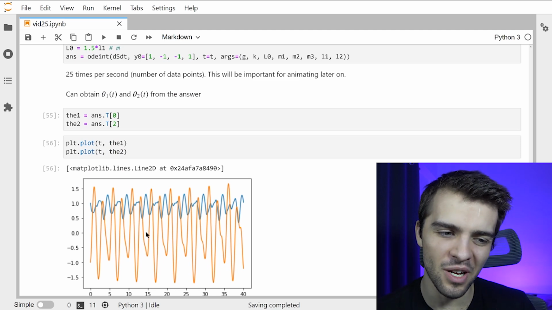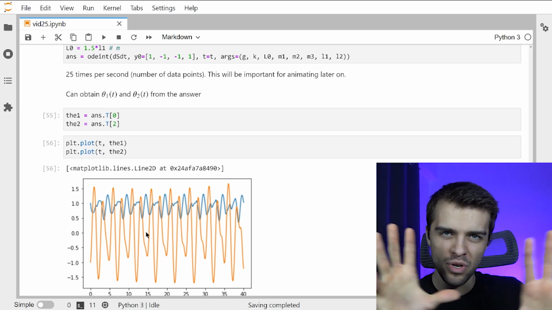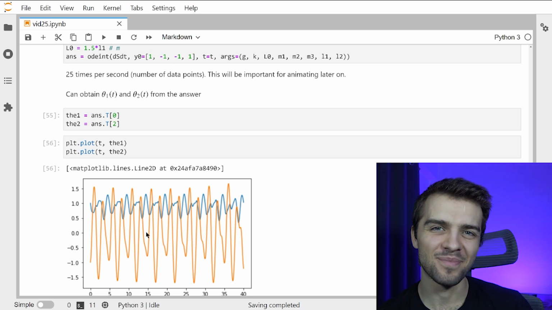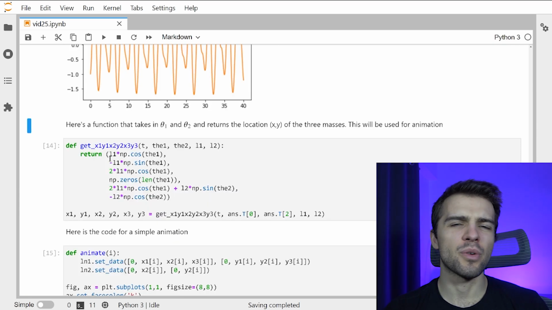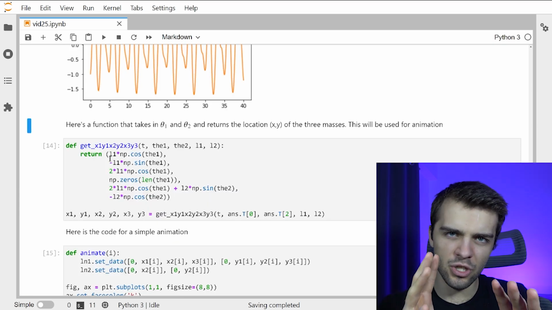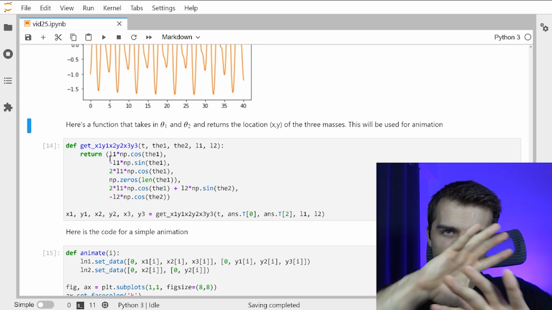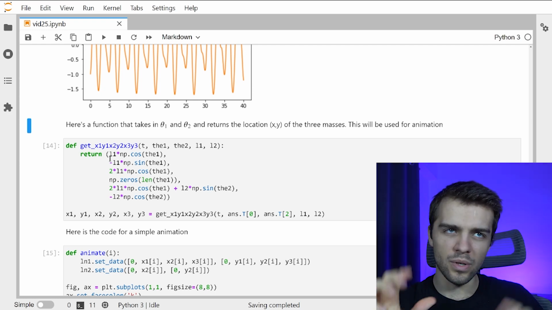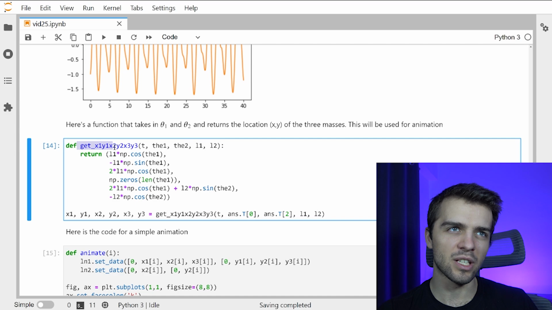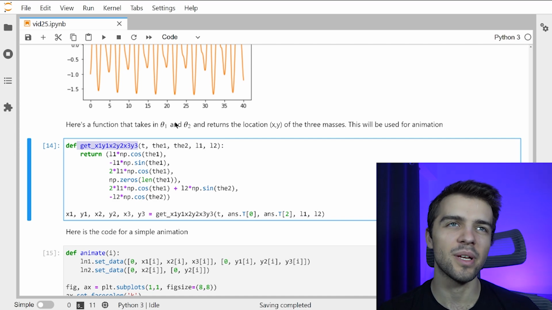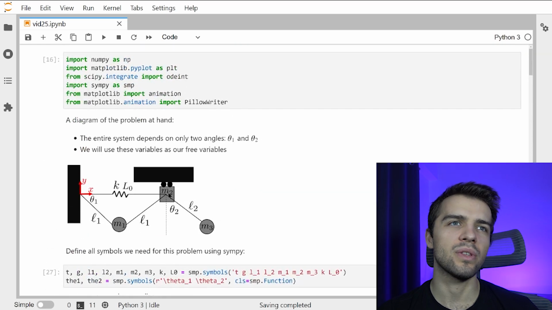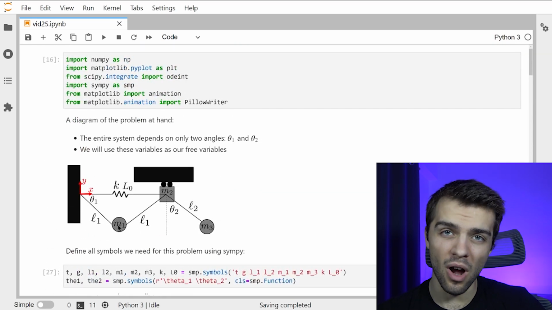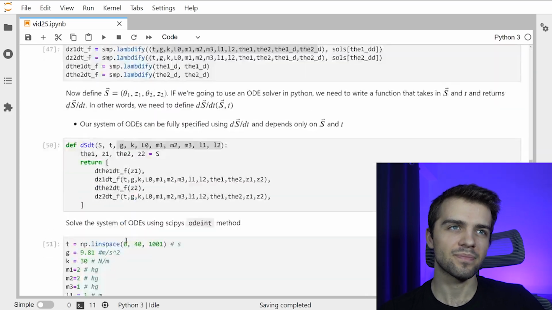And now these plots are interesting, but you can't really see what's going on with the system. And so for that, we'll use matplotlib's animation library. So in order to animate, what I really want is a function that takes in theta 1 and theta 2 and gets all the different x and y coordinates of the system. So I wrote this function, get x1, y1, x2, y2, x3, y3. It takes in theta 1, theta 2, and it will give us all these 3 coordinates, which I can then draw using an animation.